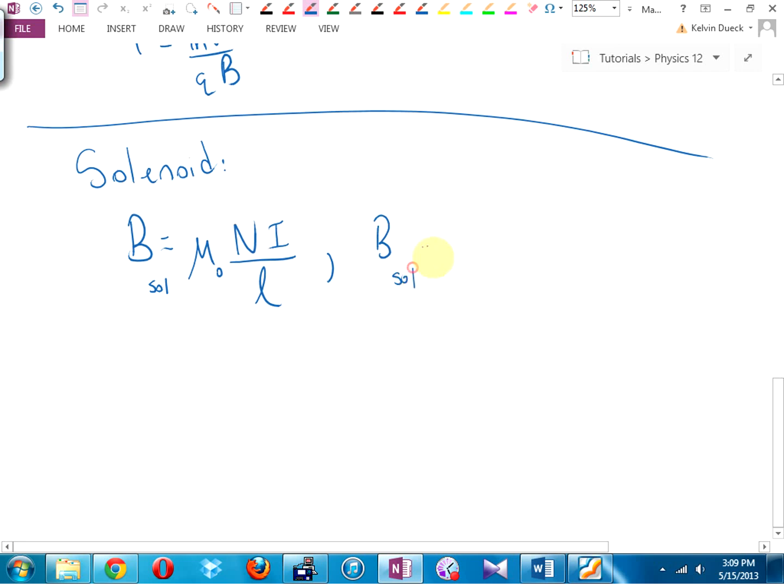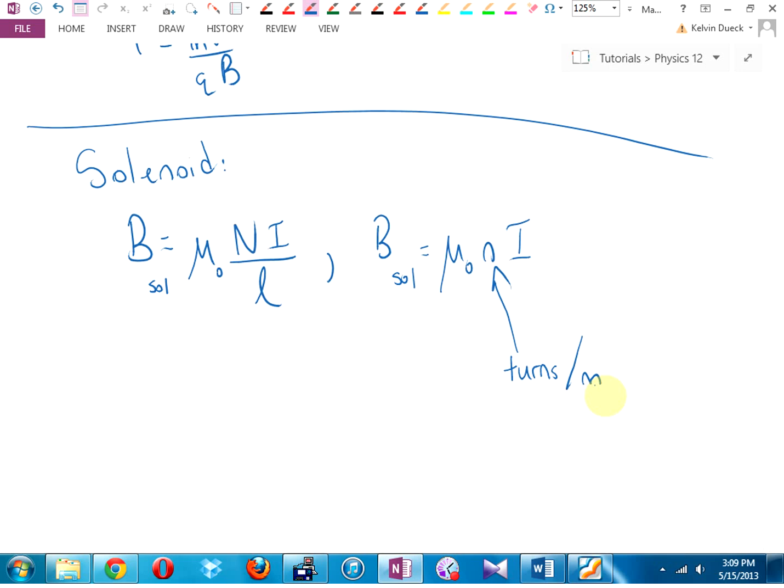I guarantee, I know it's on there, mu naught Ni, where this is turns per meter. That's how you know it's there. The units that it gives you is the number of turns per meter. It's got the N divided by L already reduced into lowest terms. Instead, what you can expect on the written, if a solenoid appears, is something like this, for example.